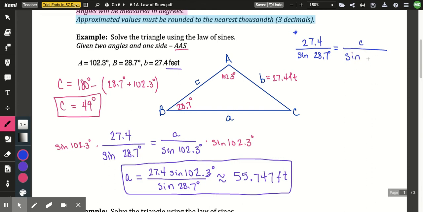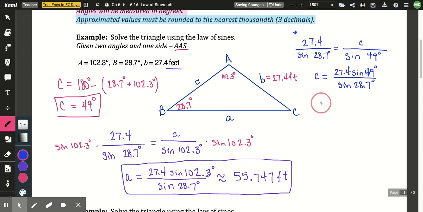And so I would need sine of angle C, which is what I found in pink over there on the left. So sine of 49 degrees. And then once more, to solve this, I would just need to get C alone. I would just need to multiply both sides by sine of 49. So this time I'm not going to show that extra step there. I'm just going to do it. And I'd still have sine of 28.7 on the bottom.